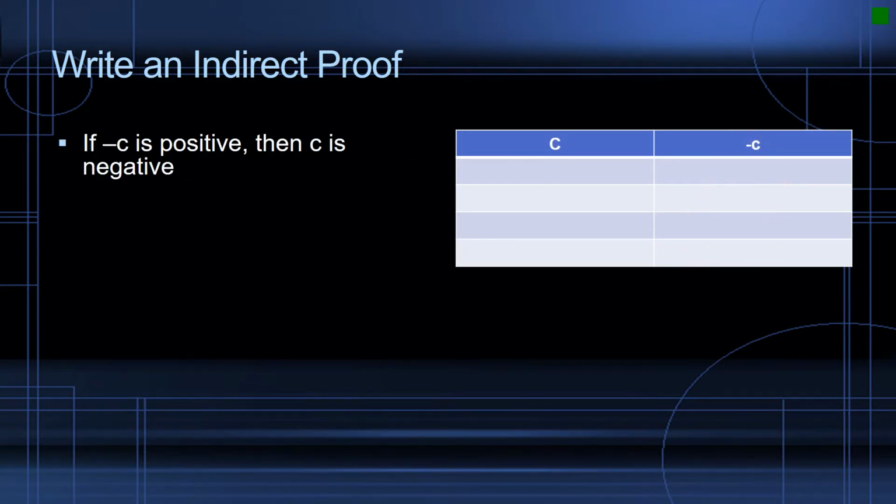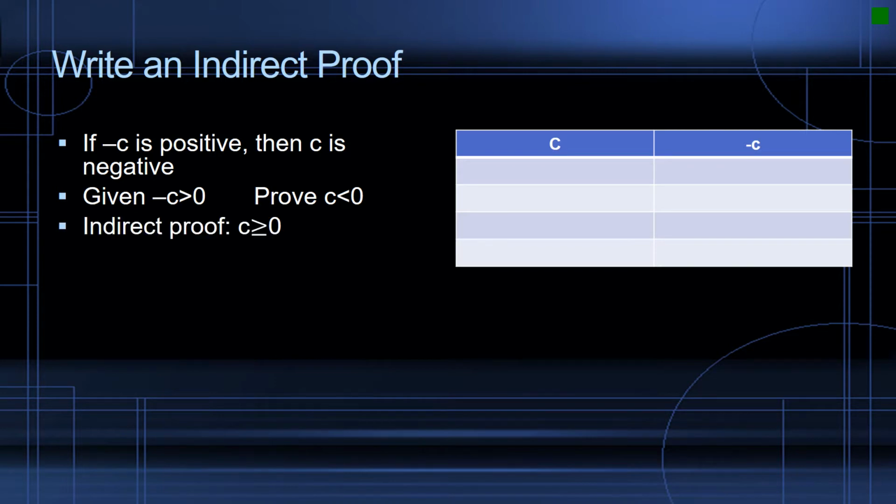Okay, so here we got if negative c is positive, then c is negative. So negative 1 times c, if that's positive, then c must be negative. Makes sense, a negative and a negative has got to be a positive. Okay, so here we go. We're given that negative c is greater than 0, positive. Prove that c is less than 0.